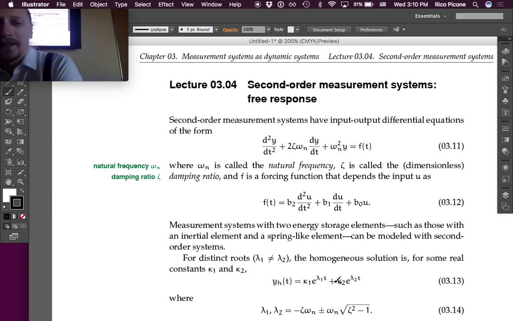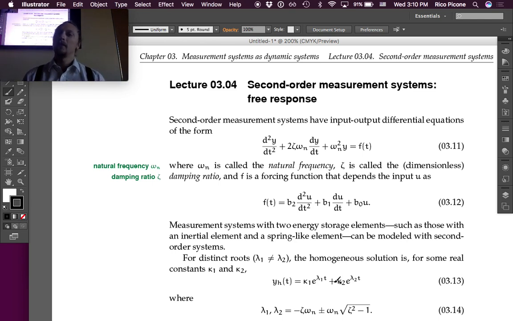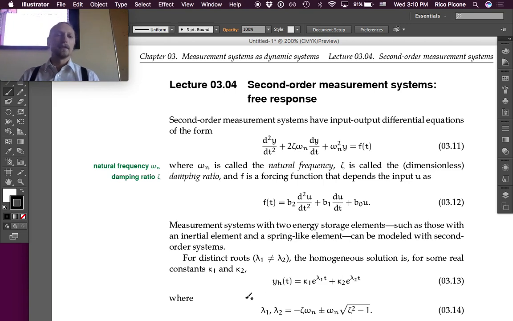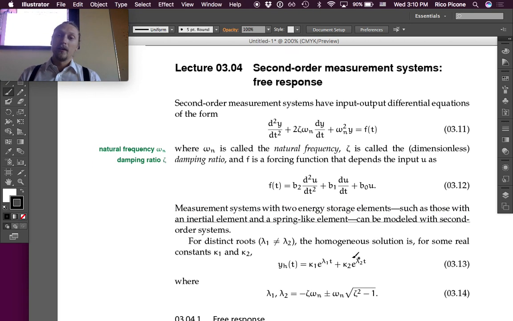But we're going to focus on the foundation of second order measurement systems, and then we'll talk about free response, which might be a term that people are familiar with. Anybody familiar with the term free response from the differential equations class? Okay. So free response is the response to initial conditions. So that's the no forcing function. There are different terms that are used. I thought that one was common, so I used it. Okay, so let's go through.